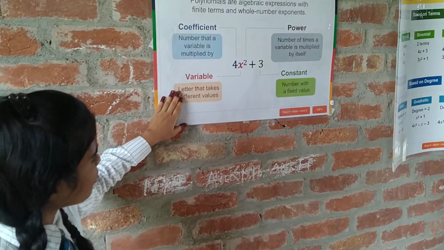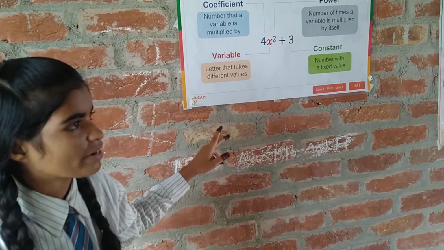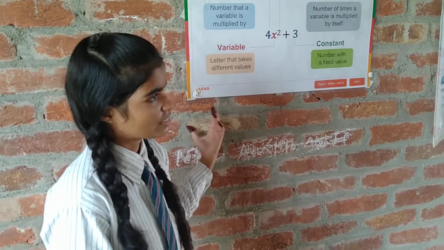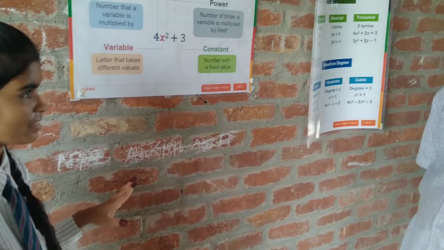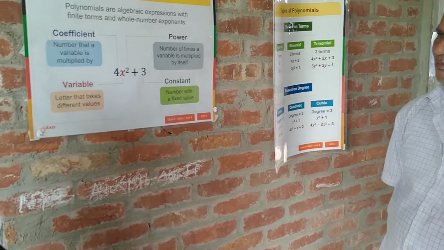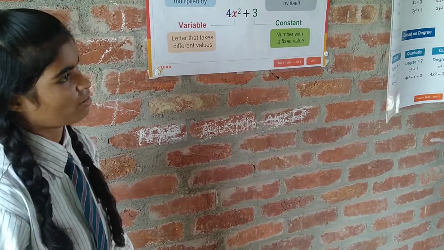Now we see the variable. What is a variable? A letter that takes different values. It means vary means changeable. This can change any time. Its value is not fixed. For example, x, y, etc. From all the alphabet, A to Z.